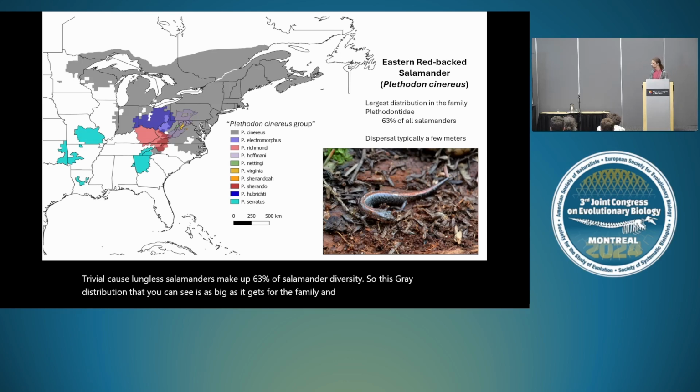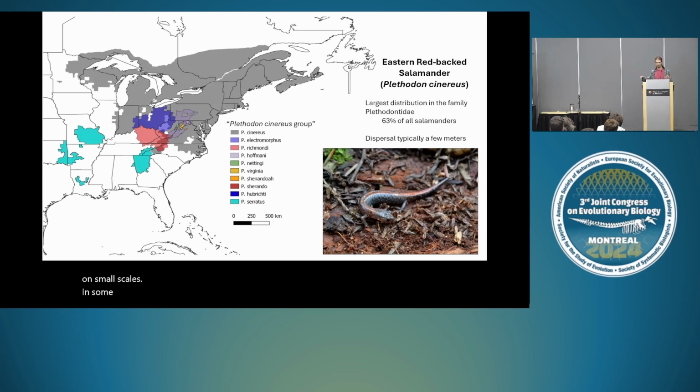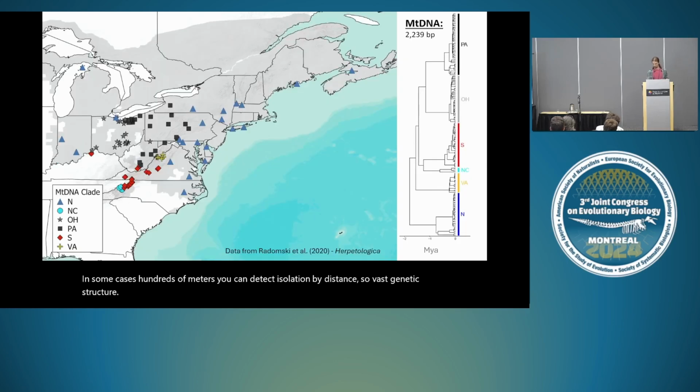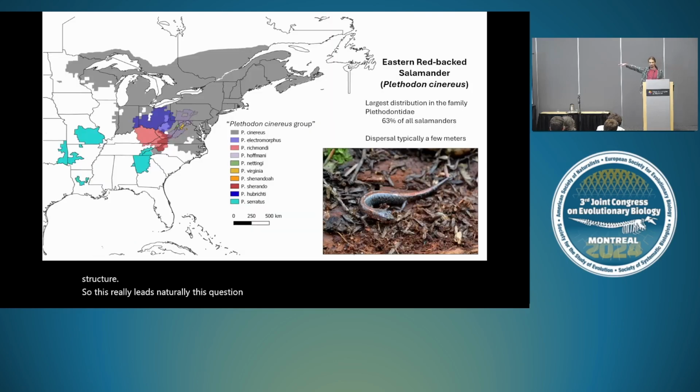And this is really striking because lungless salamanders, but especially these terrestrial woodland salamanders, tend to have dispersal distances only on the order of meters. They can move further in rare cases, but they tend to evolve genetic differentiation very easily on small scales. In some cases, over hundreds of meters, you can detect isolation by distance. So vast genetic structure. So this really leads naturally to this question of, is this big distribution truly representative of one single species?